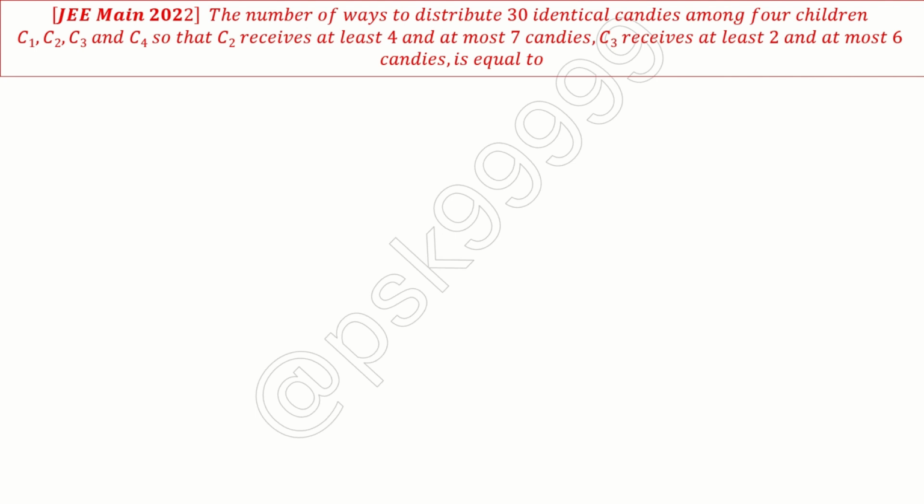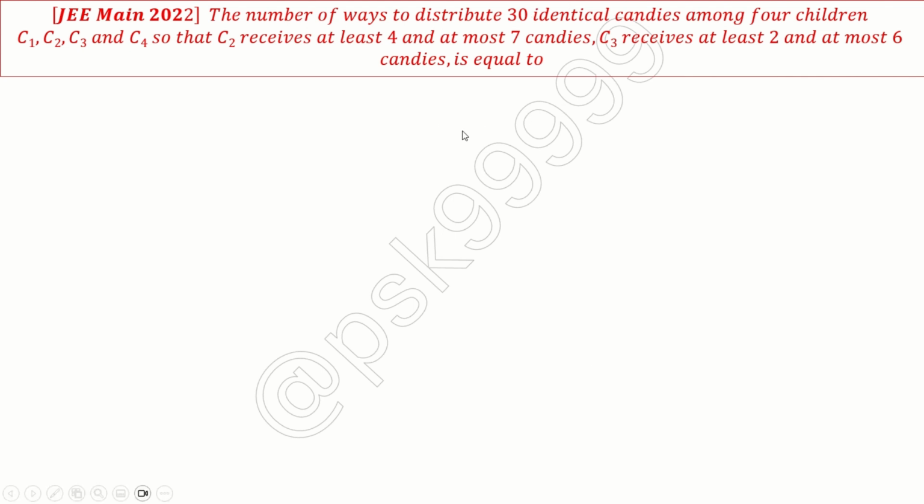But here C1 and C4 have no condition. They will get anything from 0 up. Whereas C2 can get minimum 4 and maximum 7, and C3 minimum 2 and maximum 6. So let's see how to do this. This is simple. First, give the minimum candies to C2 and C3 and then find out total combinations. Now that includes more than 7 for C2 and more than 6 for C3, correct?